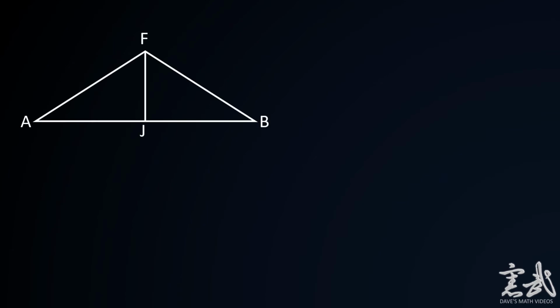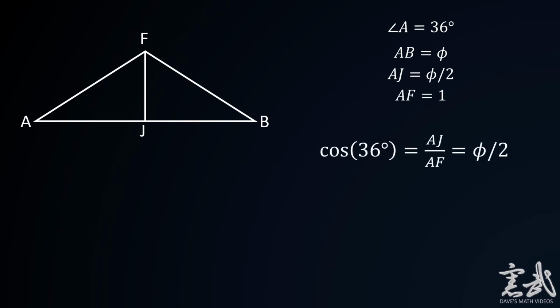Now let's take a closer look at triangle AFB. We will drop a perpendicular from F down to AB and label that point of intersection as J. So as we said before, angle A is equal to 36 degrees and AB is equal to phi. This means that AJ is equal to phi over 2. Since AF is equal to 1, by the definition of the cosine, which is adjacent over the hypotenuse, the cosine of 36 is phi over 2.